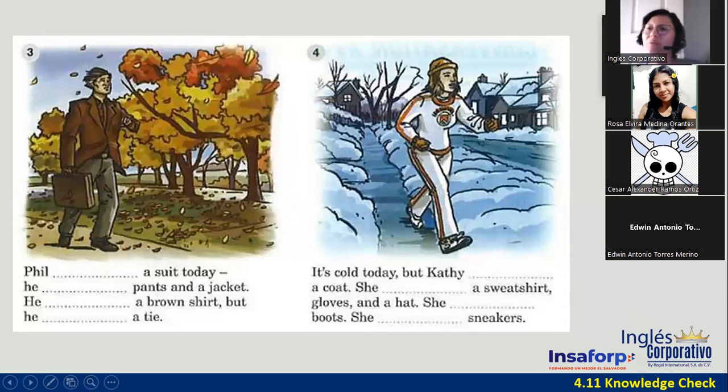What about number 3? Veamos la número 3. ¿Ok? Tenemos allí a Phil. Now, what do you think about Phil? It says Phil, blah, blah, blah, a suit today. So wearing a suit today. Muy bien. Phil is wearing a suit today. What about number 2? Pants and a jacket? He's wearing. Muy bien, exactly. He's wearing pants and a jacket, porque en eso consiste un traje, ¿verdad? Pantalones y una chaqueta.